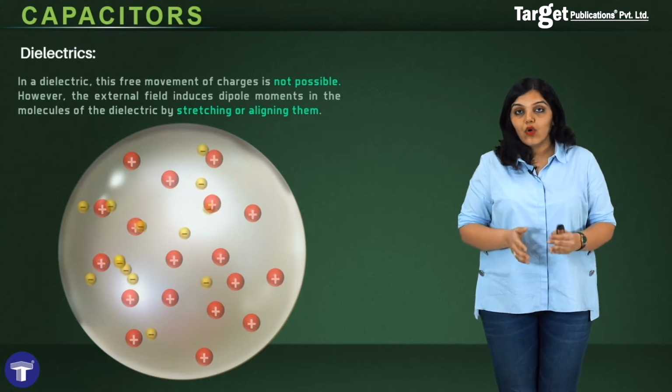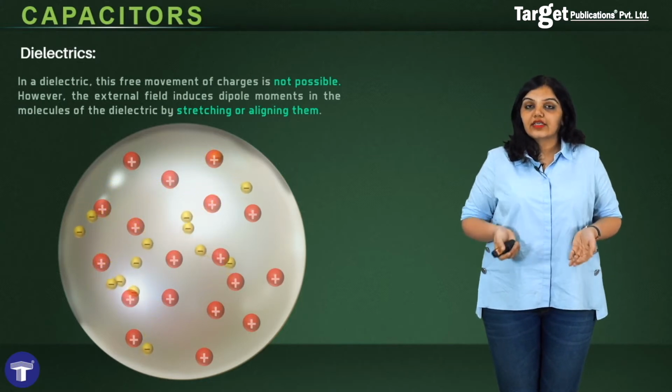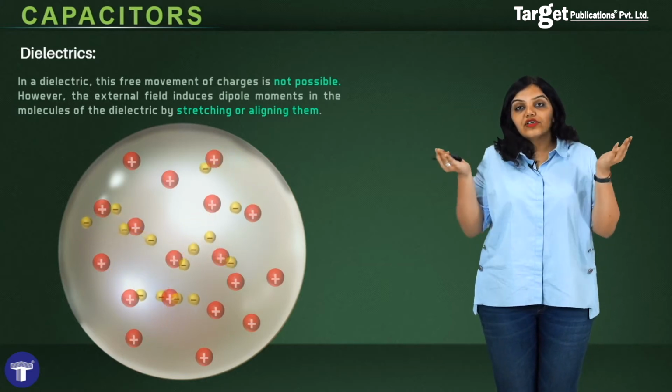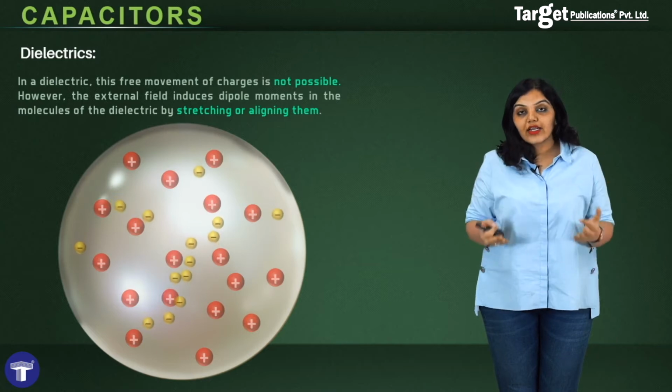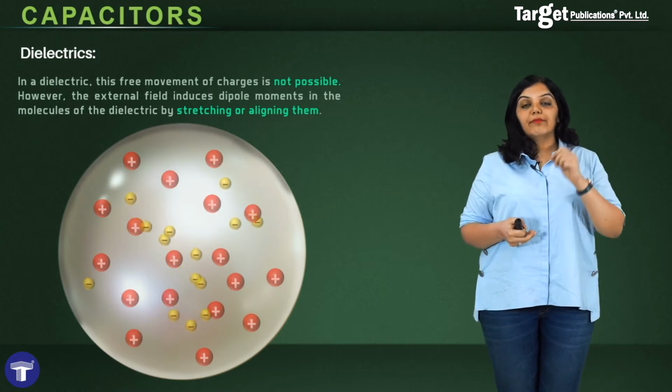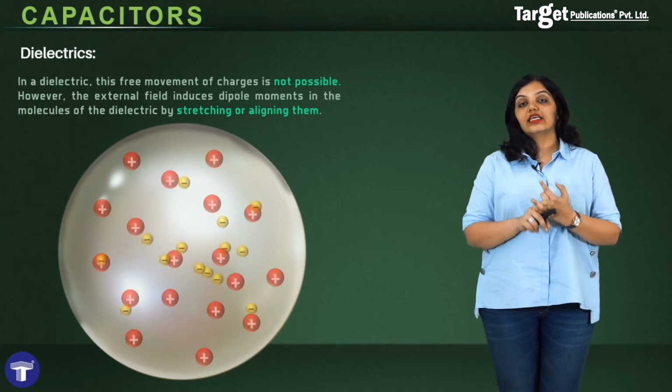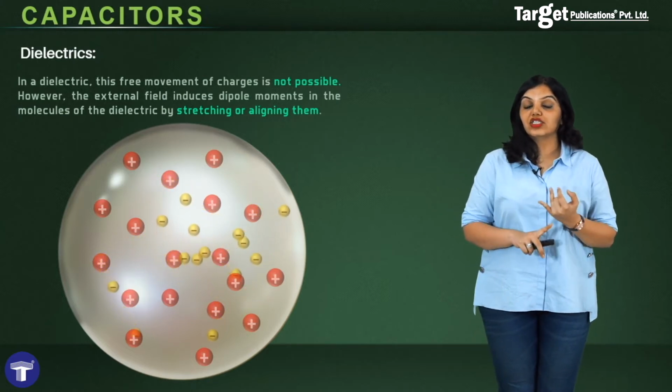However, we know that charges are affected by the electric field, but since they cannot move, what will be the effect of the electric field on the charges? The effect will be that the electric field will make them either stretch or align. So we'll see quickly in some time what I mean by stretching or aligning.